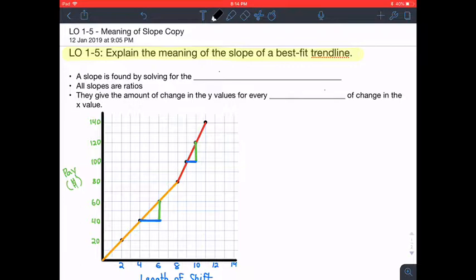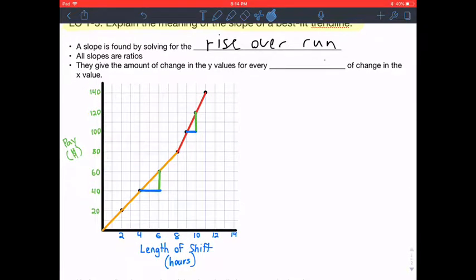Okay, but a quick reminder, slope is found by solving for the rise over the run. That means, like it says in the next bullet, all slopes are ratios. A ratio is something that tells you the relationship between two numbers. So they give you the amount of change in the y value for every 1 unit of change in the x value.